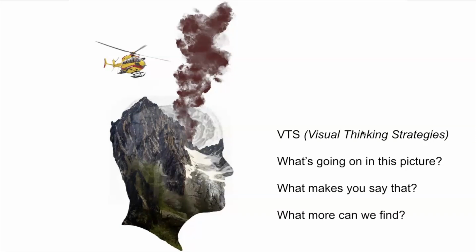I like to share this with my students and do something called visual thinking strategies, or VTS. You may be familiar with this. It's a great way to unpack complex imagery, and you can do it with any age group. It's essentially three different questions. The first one is, what's going on in this picture? The second question is, what makes you say that? That allows the student to justify their description with some actual visual evidence from the piece. And then to invite everybody back into finding more: what more can we find?